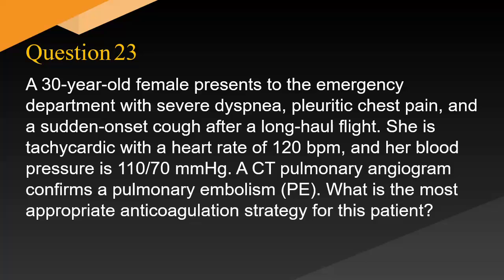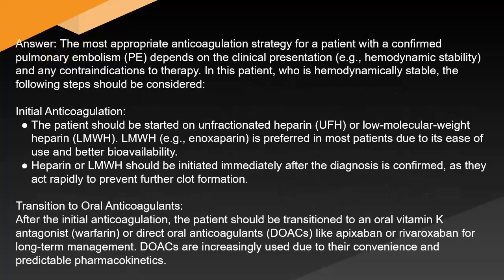What is the most appropriate anticoagulation strategy for this patient? Answer: the most appropriate anticoagulation strategy for a patient with a confirmed pulmonary embolism depends on the clinical presentation, e.g. hemodynamic stability, and any contraindications to therapy. In this patient who is hemodynamically stable, the following steps should be considered. Initial anticoagulation. The patient should be started on unfractionated heparin or low molecular weight heparin (LMWH). Enoxaparin is preferred in most patients due to its ease of use and better bioavailability. Heparin or LMWH should be initiated immediately after the diagnosis is confirmed, as they act rapidly to prevent further clot formation.